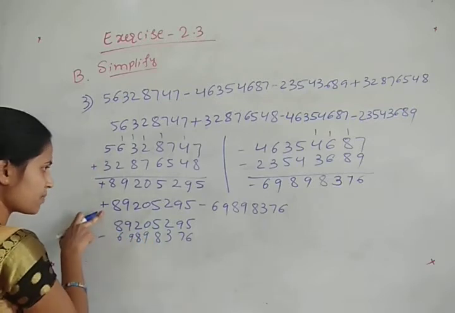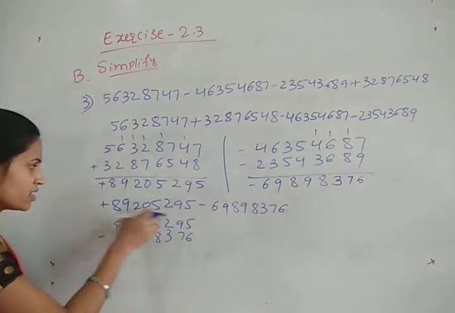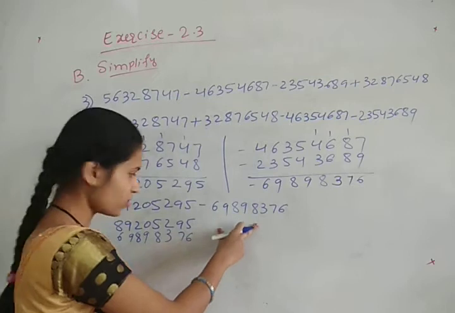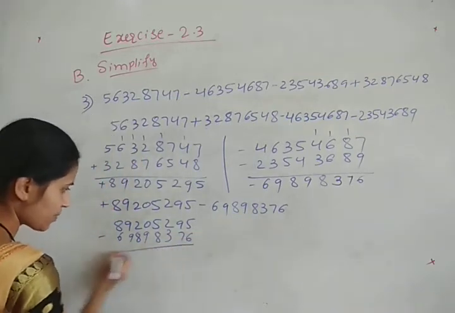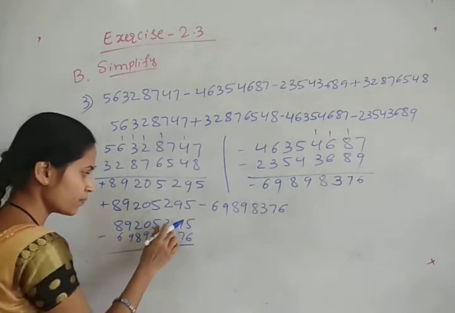Now, it is plus, it is minus, plus. These are opposite. It is plus, it is minus, means from this number you need to subtract this one. Okay. Now, let us subtract. Okay. 5 minus 6 is not possible.